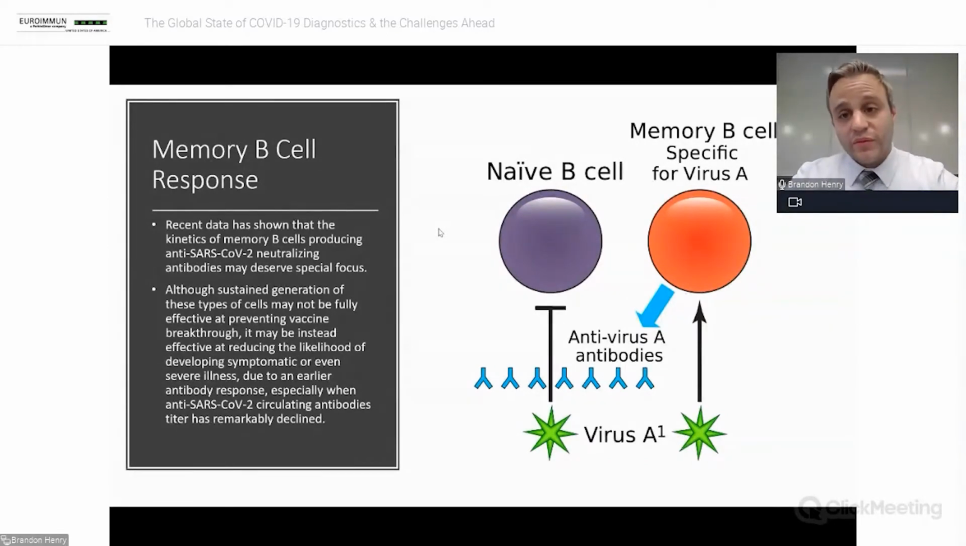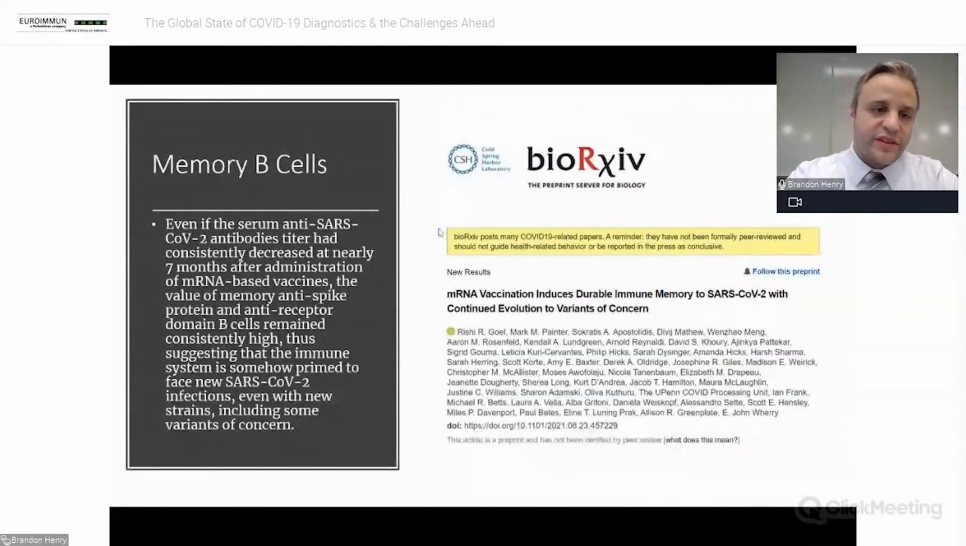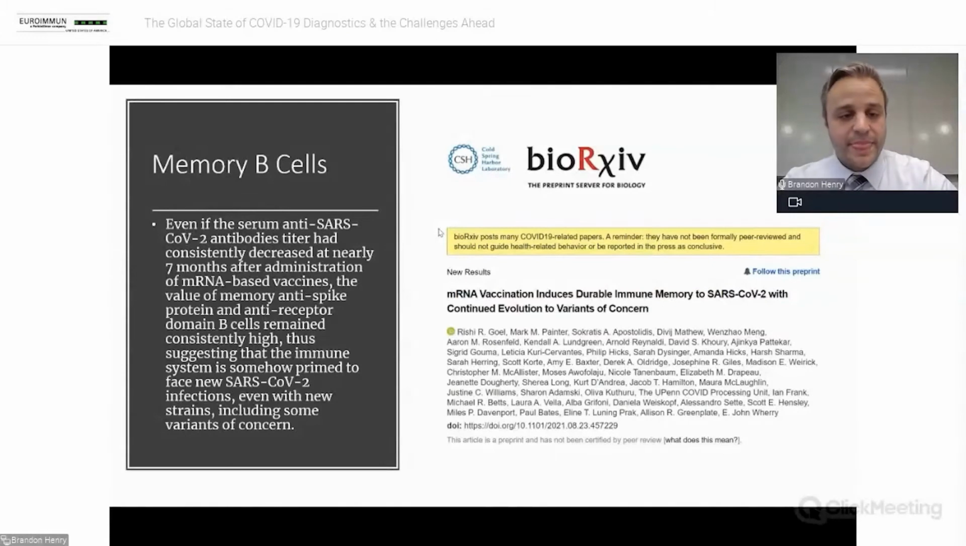And this is probably most important, really, when the level of anti-SARS-CoV-2 circulating antibodies has declined. Right? So one study showed that even in serum from patients that had low antibodies at 7 months after vaccination, the memory anti-spike protein, anti-receptor binding domain B cells remained relatively high, thus suggesting that the immune system is somehow primed to face new SARS-CoV-2 infections in vaccinated individuals.